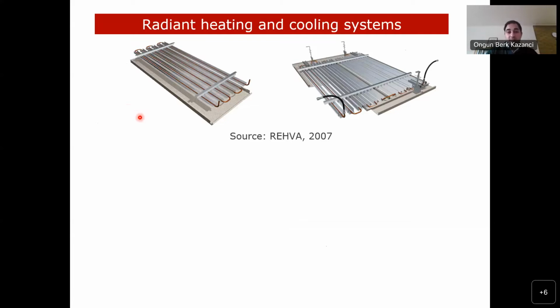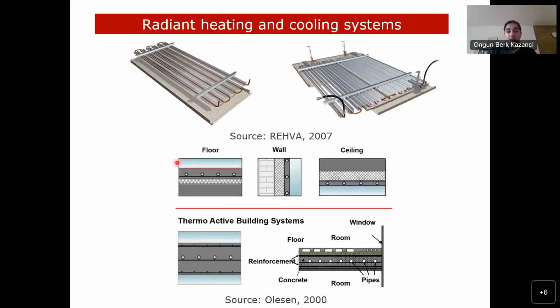So they look like this. Usually, this is a typical view of radiant ceiling panels. As I said, they're usually suspended from the ceilings. And then here we have floor, wall, and ceiling systems.